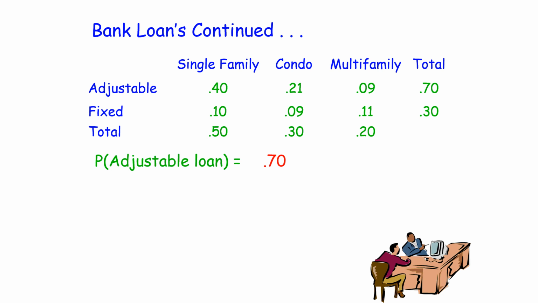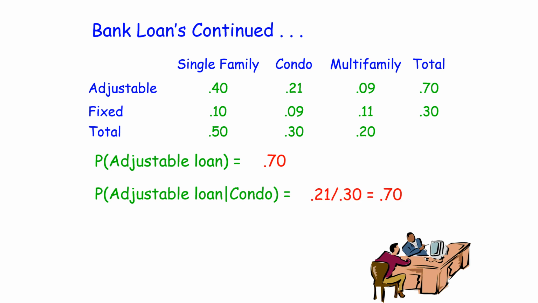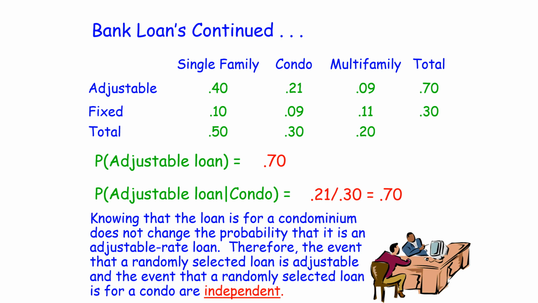Let's continue with this. What is the probability of an adjustable loan given that it's a condo? Here, we'll take our adjustable for a condo divided by the total condos. So 0.21 divided by 0.30 will give us a value of 0.70. Knowing that the loan is for a condominium doesn't change the probability that it's an adjustable rate loan. Therefore, the event that a randomly selected loan is adjustable and the event that a randomly selected loan is for a condo are independent.